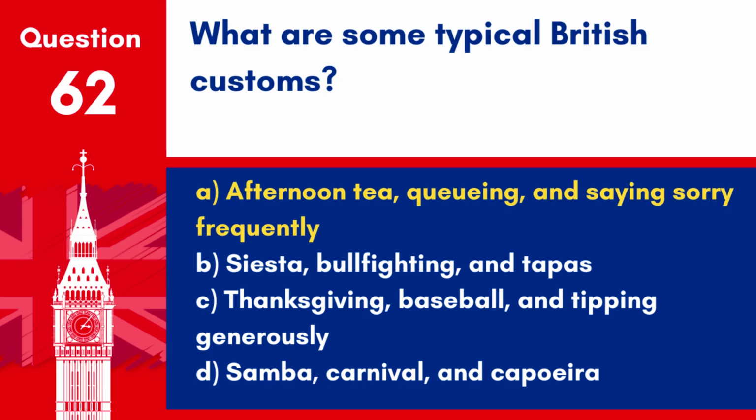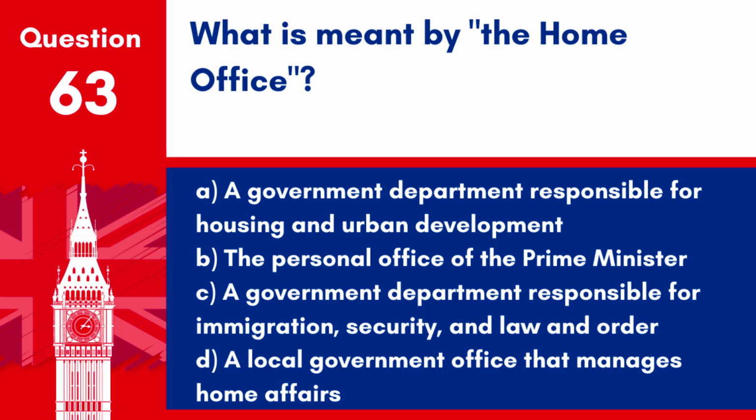Answer: A. Afternoon tea, queuing, and saying sorry frequently. These are all typical British customs that reflect the culture and social behaviours common in the UK. Question 63. What is meant by the Home Office? A. A government department responsible for housing and urban development. B. The personal office of the Prime Minister. C. A government department responsible for immigration, security, and law and order. D. A local government office that manages home affairs.